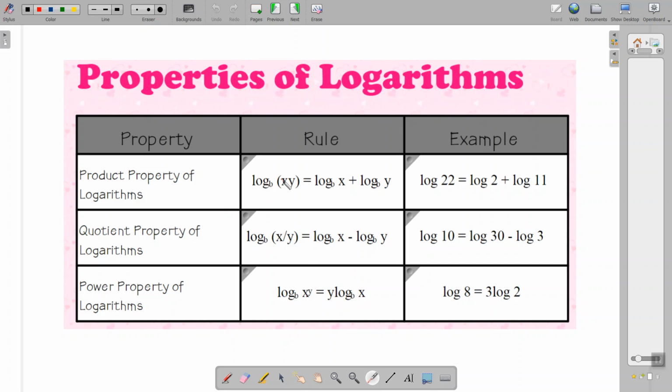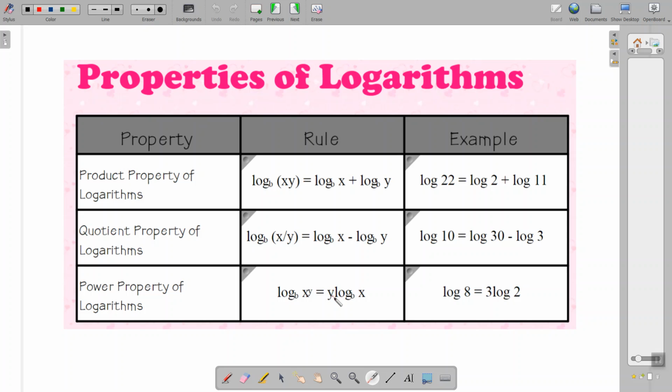So product property, if there's a product, separate them with addition. If there's a quotient, separate them with subtraction. And if there's a power, it becomes multiplication, so just think of it as becoming a coefficient in the front.